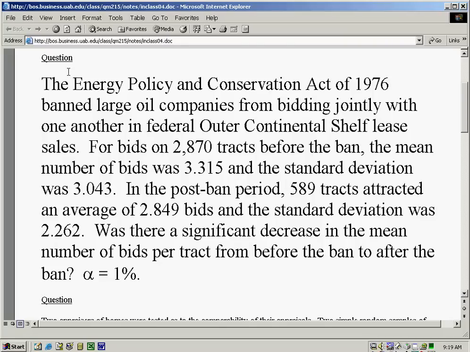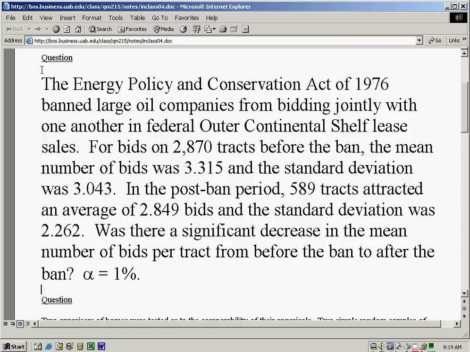Let's now do another large two-sample averages problem, and here it goes. The Energy Policy and Conservation Act of 1976 banned large oil companies from bidding jointly with one another in federal outer continental shelf lease sales.